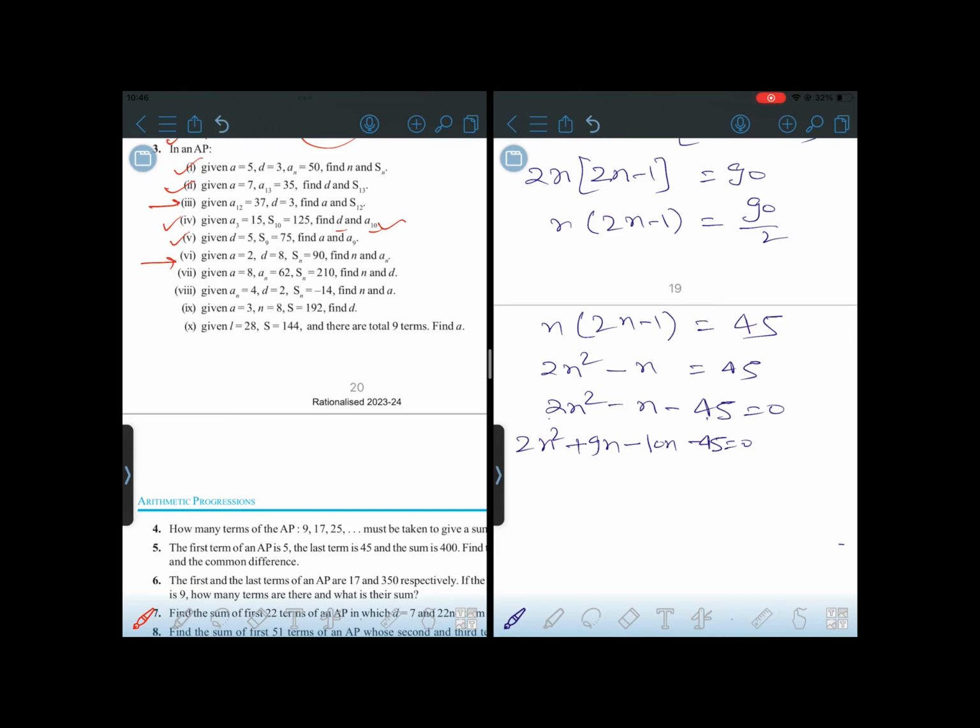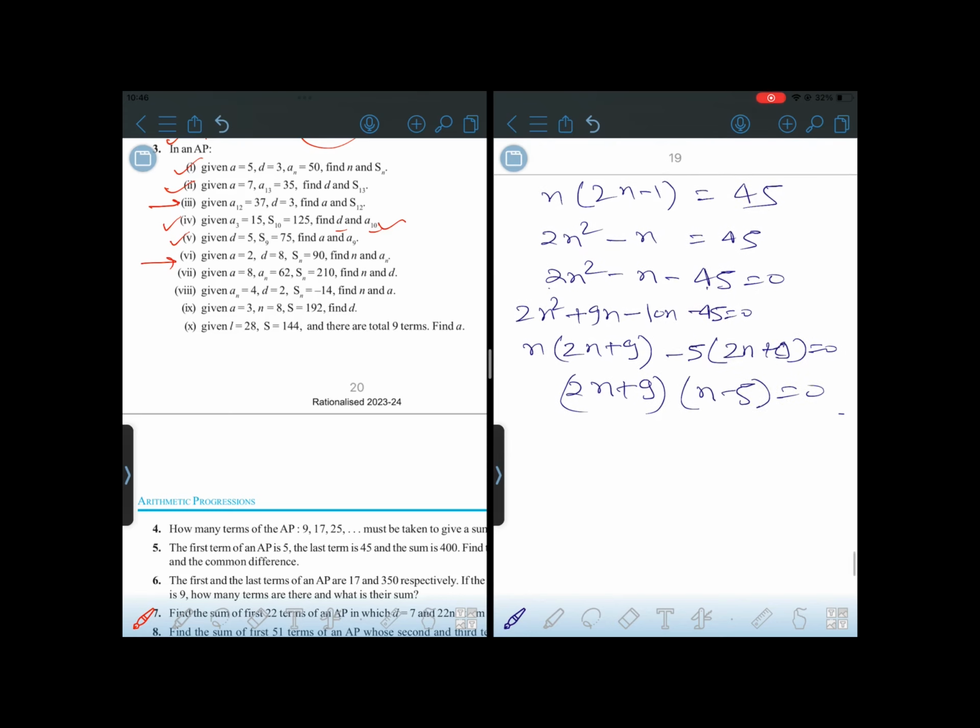So now from here we can take n as a common. If we take n common, we get 2n plus 9. Then we can take 5 common from here, so we get minus 5 over here. We get 2n plus 9 is equal to 0. So that gives us 2n plus 9 and then n minus 5 is equal to 0. So we have got two terms whose product is 0. It means that either this is 0 or this is 0, right?